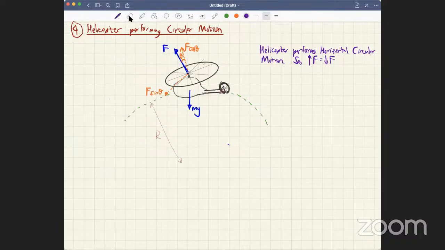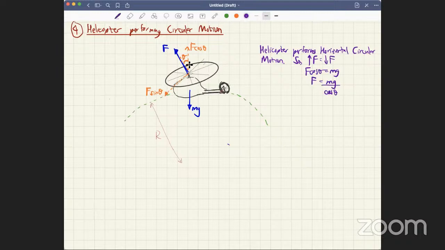I think I have marked F cos theta incorrectly. Sorry. F cos theta must be marked vertically upwards, like this, just to balance mg. So F cos theta will be equal to mg once again. Then F is going to be equal to mg over cos theta. I think the way I marked the vertical component was incorrect.